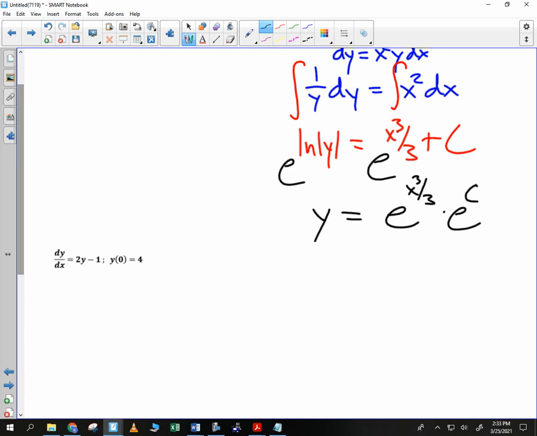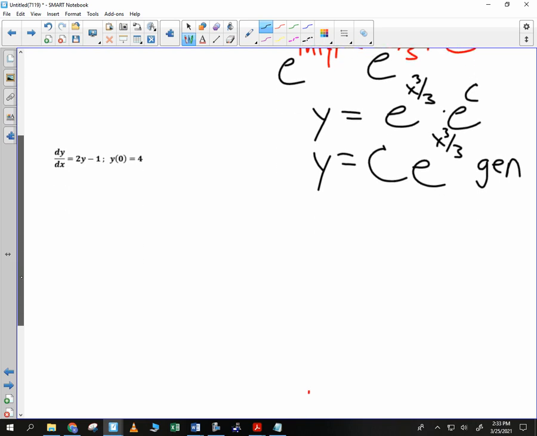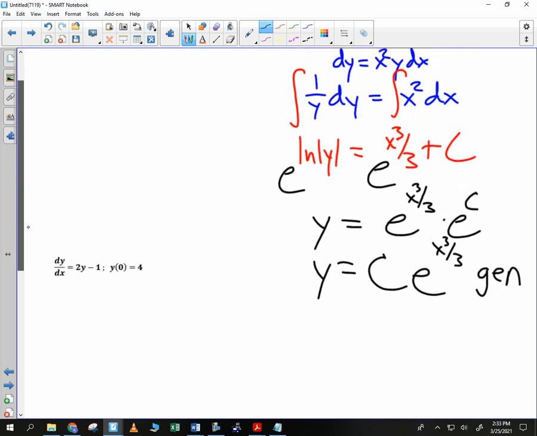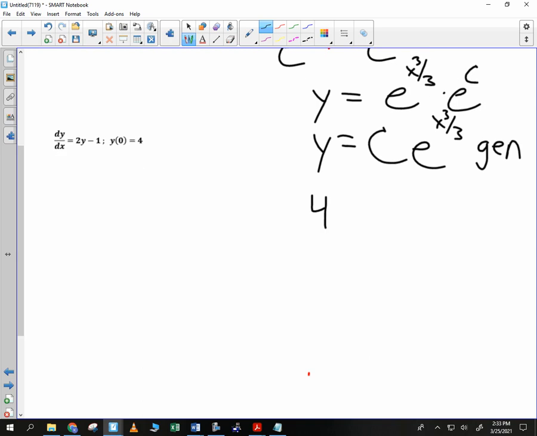Well, e to a constant, what can I do with that? Constant out front, very good. e to the x cubed over 3. This is my general solution. Great job. I want to find the particular solution. So I plug in 0 for x and 4 for y. So that's going to be e to the 0 power. What's e to the 0 power? So 4 is equal to c times 1. What is c? So y equals 4e to the x cubed over 3. That's the particular solution.